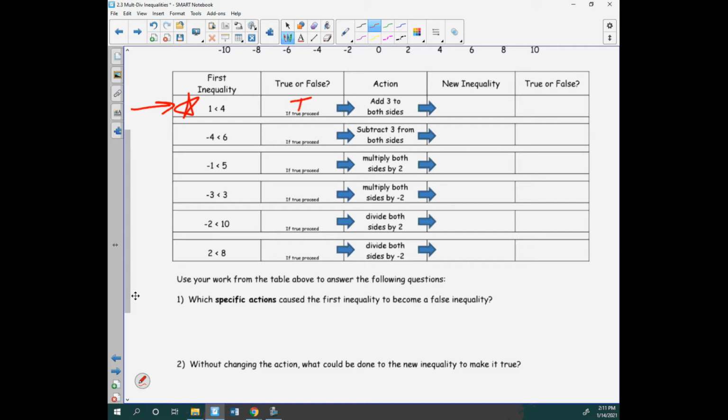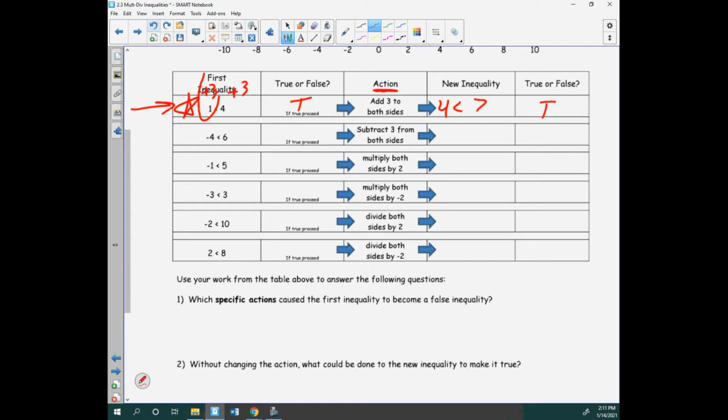Okay. So then what we're going to do is an action. In this case, we're going to add 3 to both sides. So for example, if I add 3 to this side, I would be at 1 plus 3, which would be 4. And if I added 3 to this side, I would be at 7, right? And then the inequality was still that. Okay, so we ask ourselves, is 4 less than 7? And that is true. So, started out true, ended true. Hip, hip, hooray. Okay? Let's do the next one.